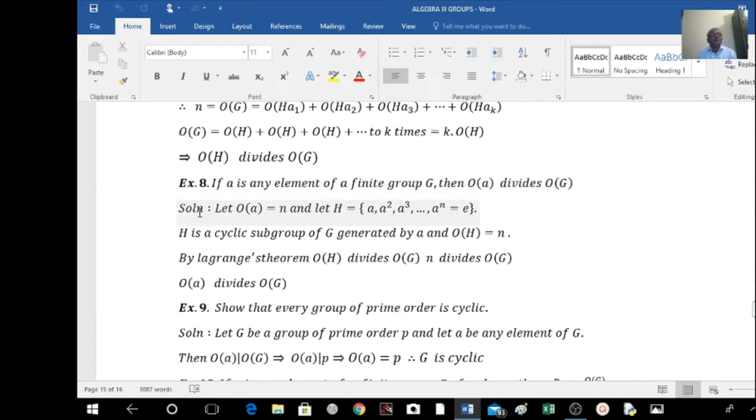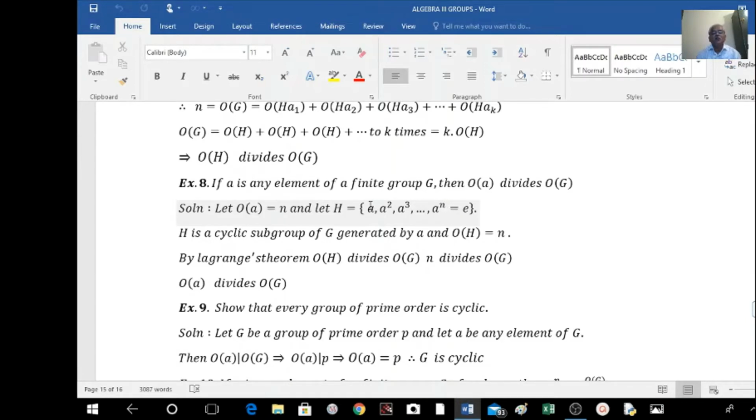For this, let me take an element here. Say a is any element of G and let the order of a be n. Consider the set H equal to a, a squared, a cubed, up to a to the power n. And a raised to n is equal to e, because the order of a is equal to n.